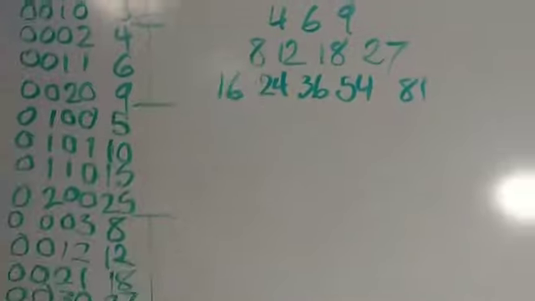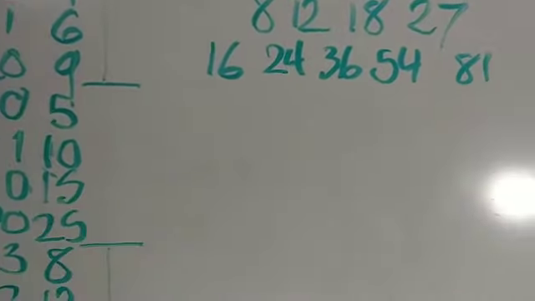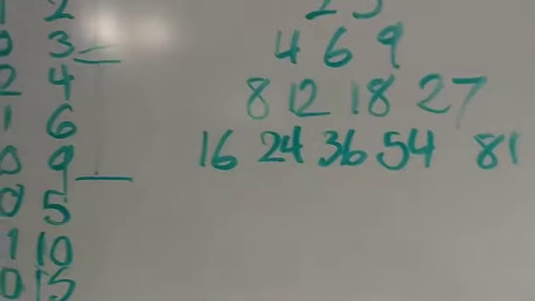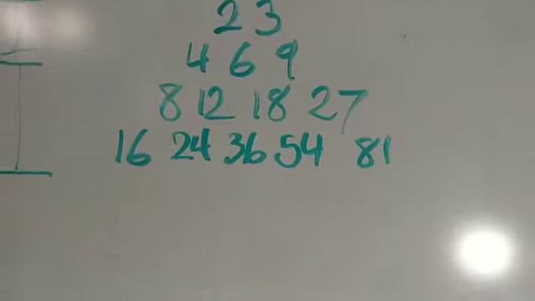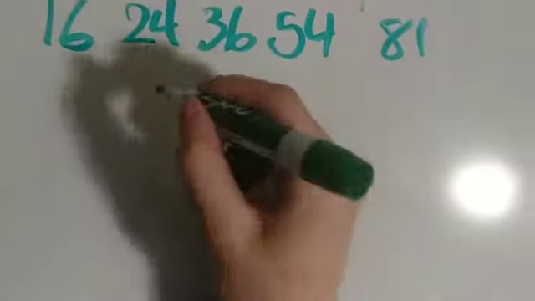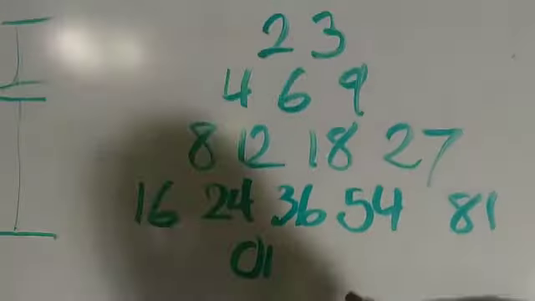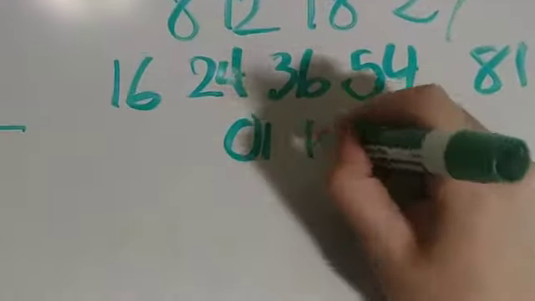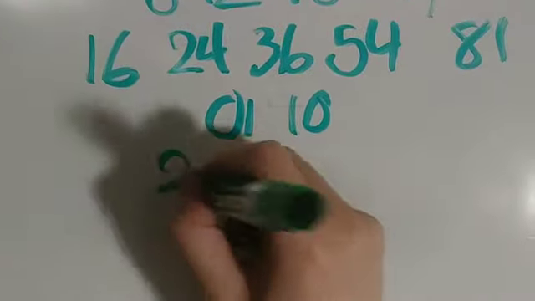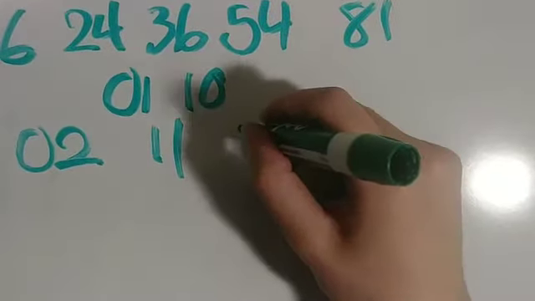Okay, so what does this look like in the prime factor base? Okay, so you have 1, or I'll do it with two digits. So you have 01 and 10 at the top. Then you have 02, 11 and 20.